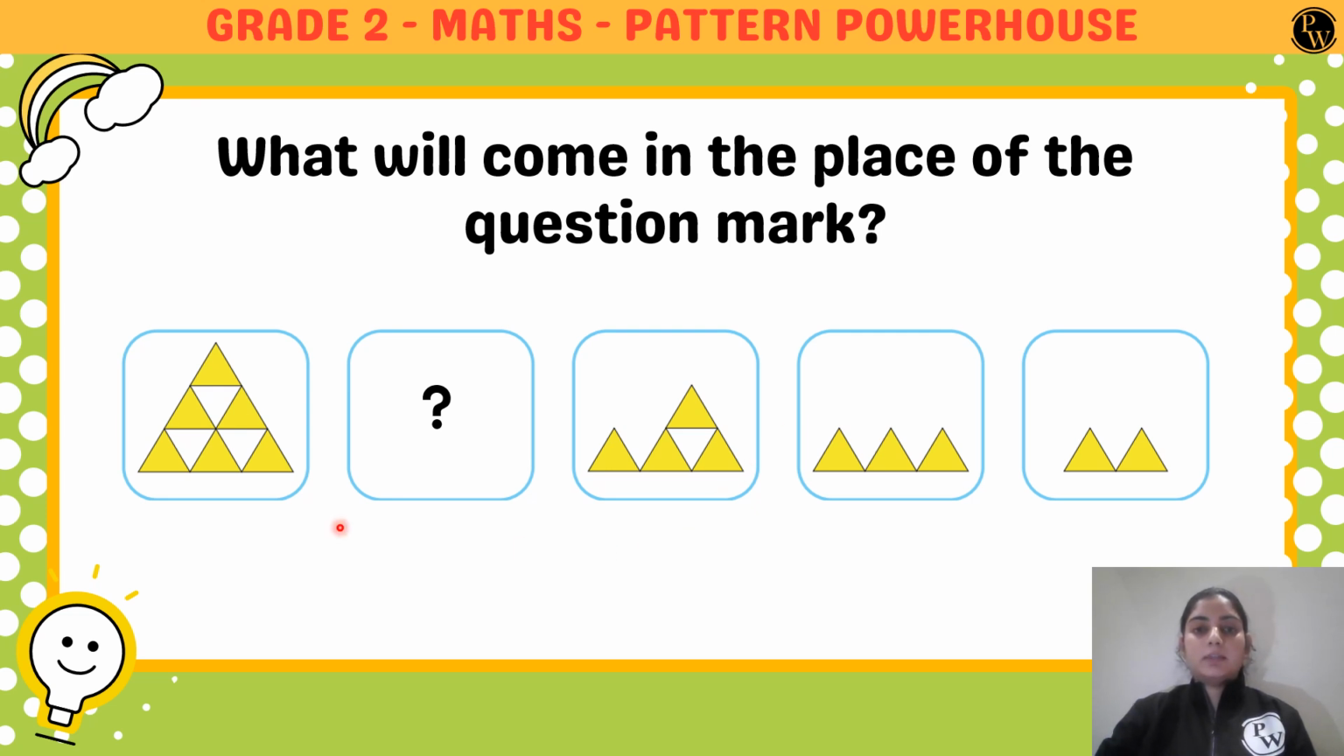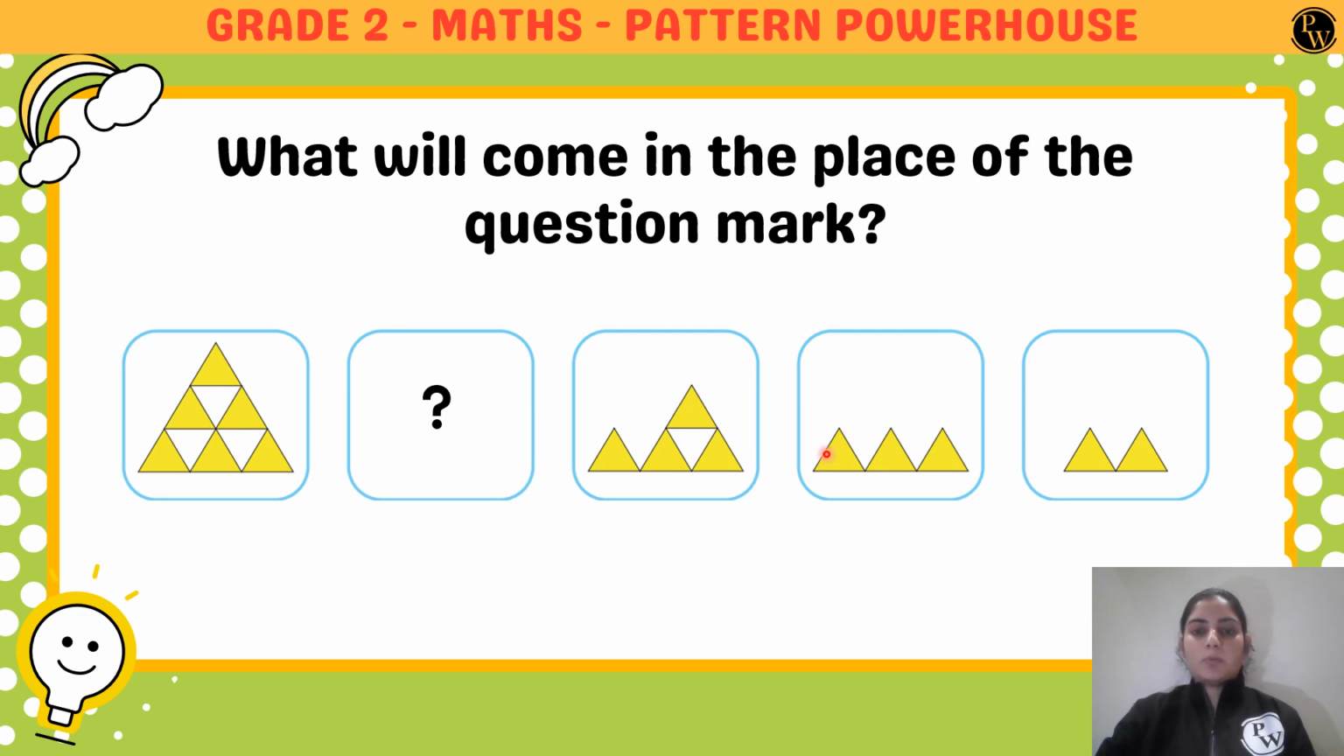What will come in the place of the question mark here? Can you see? Let's look at it this way. Here we have 6 yellow color triangles. Can you spot them? Yes, let's count: 1, 2, 3, 4, 5, 6. Now we have the next box with the question mark. Let's move further. How many yellow color triangles do we have here now? 1, 2, 3, 4. Right?